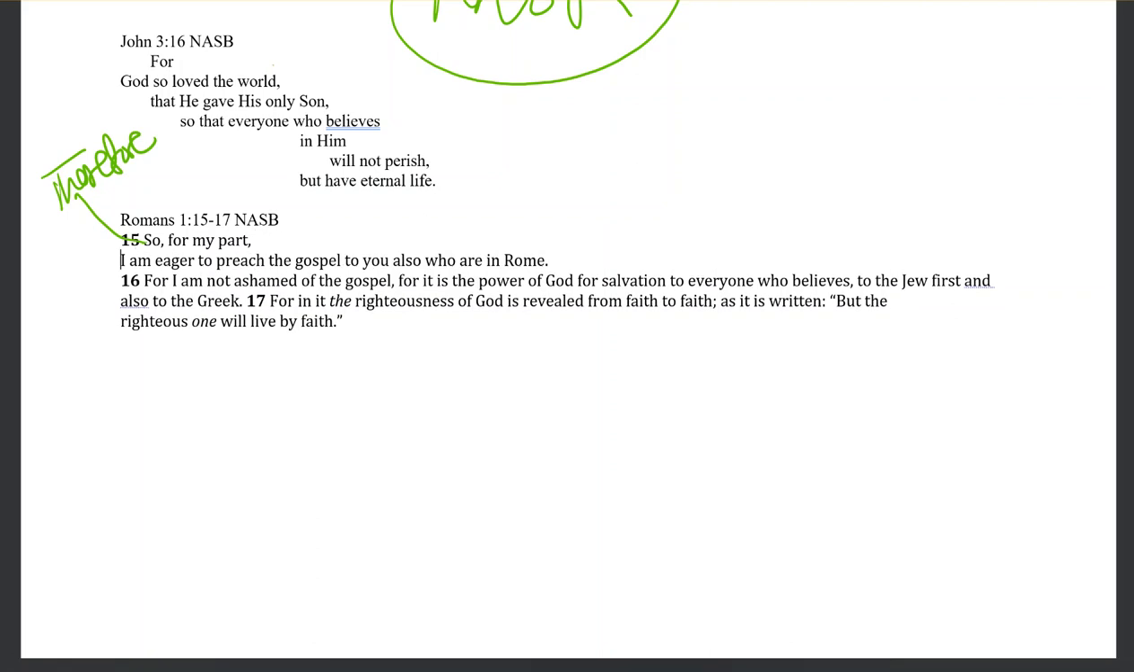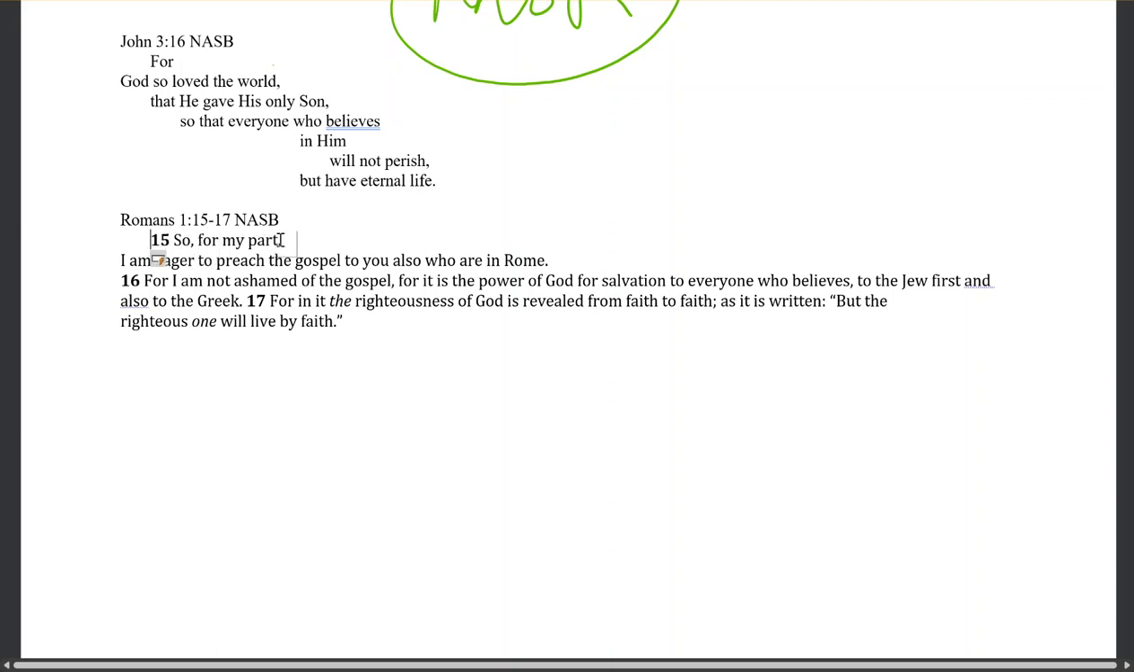I'm going to do that so for my part, because the inference, when you have the inference, then what follows becomes what precedes it. The premise is not the main point. The premise introduces the main point. So the main point here so far is I am eager to preach the gospel to you also who are in Rome. Why are you eager to preach the gospel to those who are in Rome, Paul?